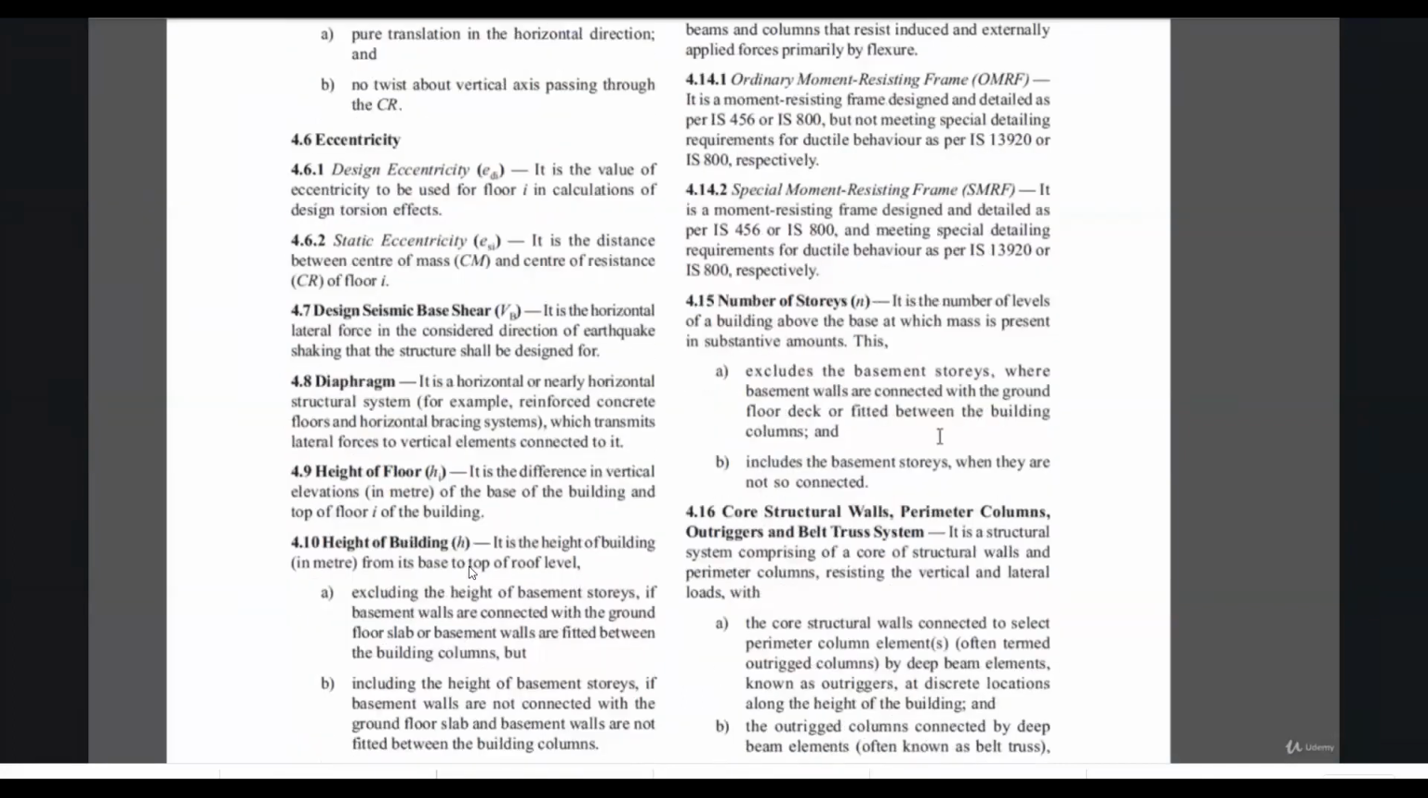Number of storeys is the number of levels of the building above the base at which mass is present in substantive amounts. This excludes the basement storeys where basement walls are connected with the ground floor deck or fitted between the building columns, and includes the basement storeys when they are not so connected.